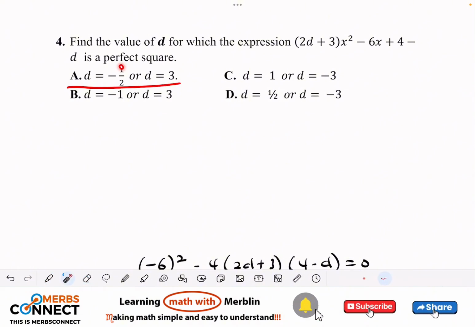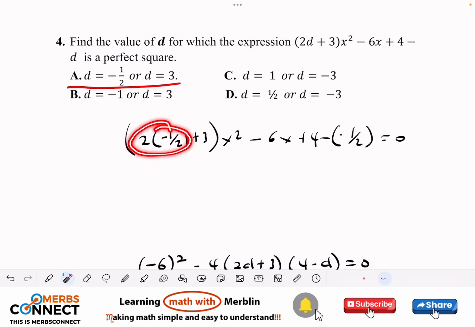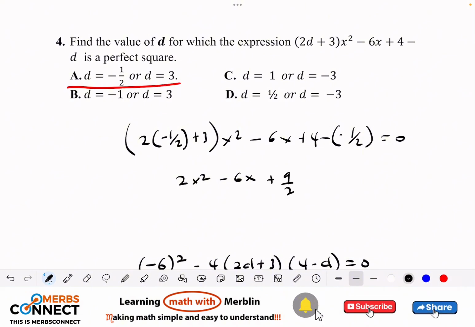So when I plug in the minus half here, I'm going to have 2 times minus half plus 3, all times x squared minus 6x plus 4 minus 1 over 2 is equal to 0. So half of this is going to give us minus 1. Minus 1 plus 3 is 2. So 2x squared minus 6x. Then half of this is going to be positive. So this is like 8 over 2. So this is going to give us plus 9 over 2 is equal to 0.